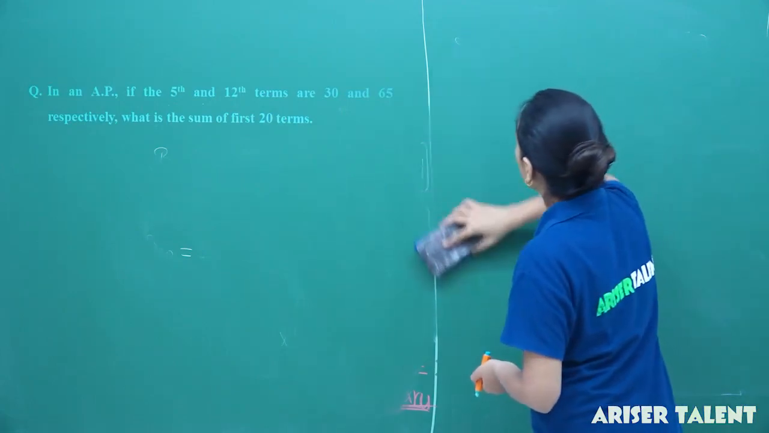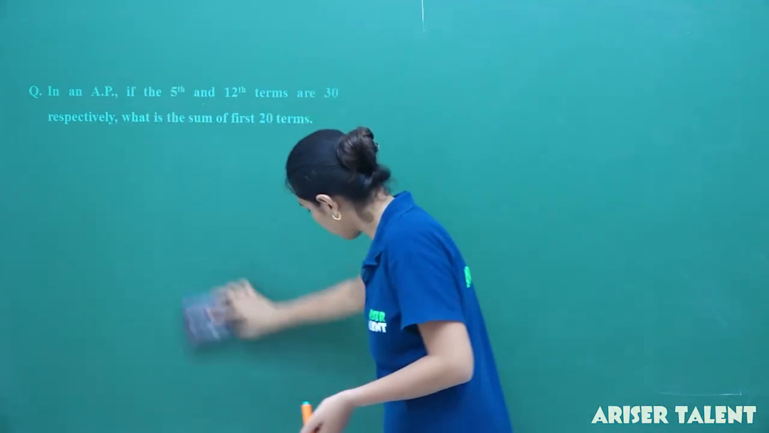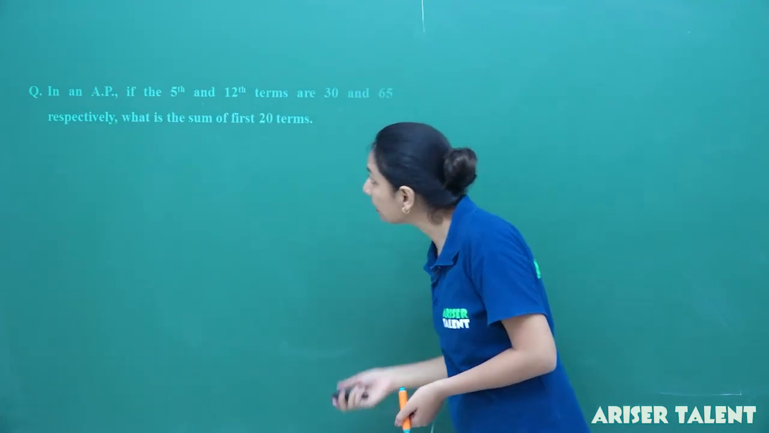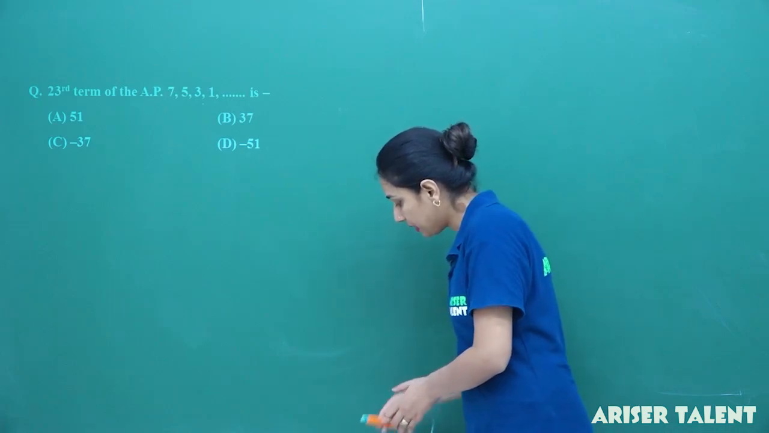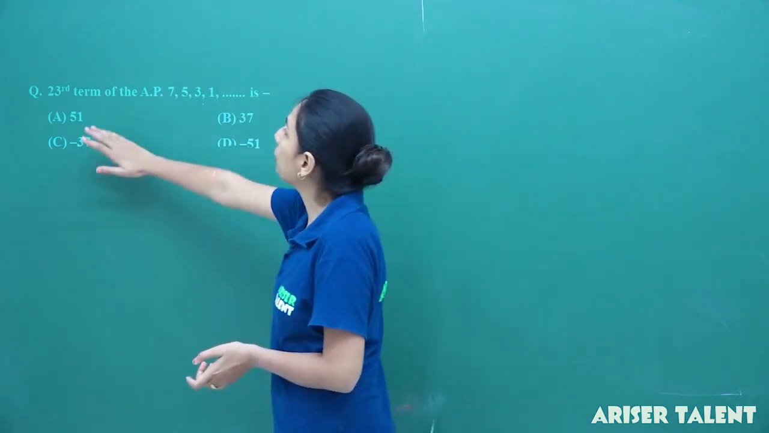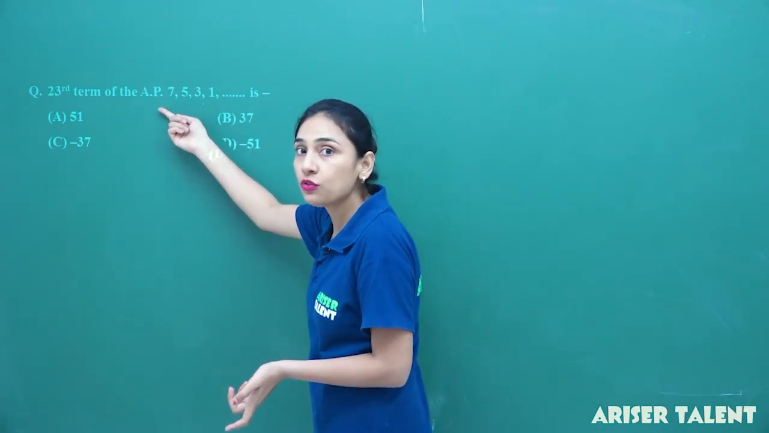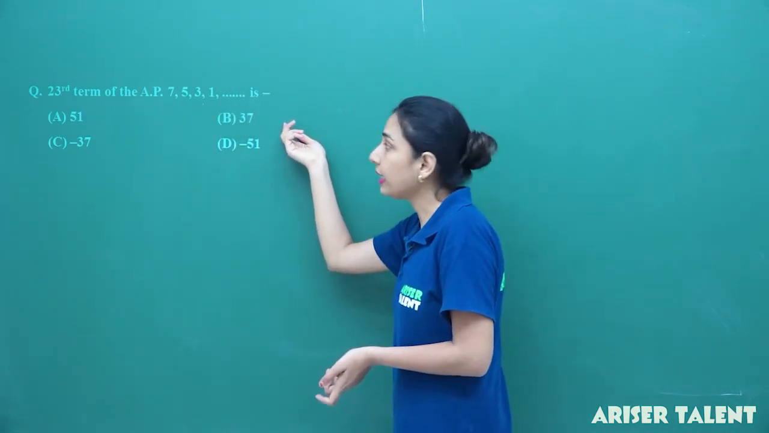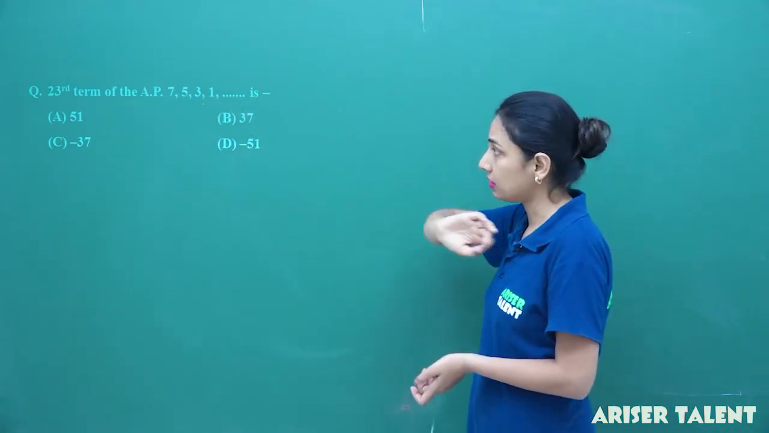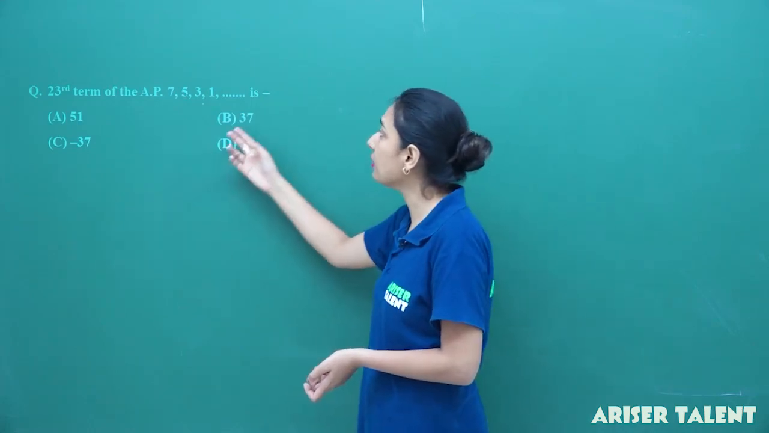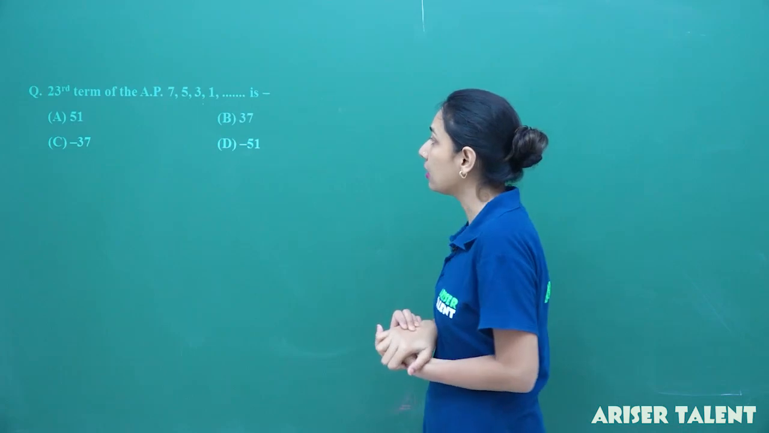Okay, students. So, this is one. Now, what is this next question? Have a look at that. It's a multiple choice kind of question. The 23rd term of the AP. The AP is a decreasing one: 7, 5, 3, 1 and so on. What is the 23rd term? 51 or minus 37, 37 or minus 51?